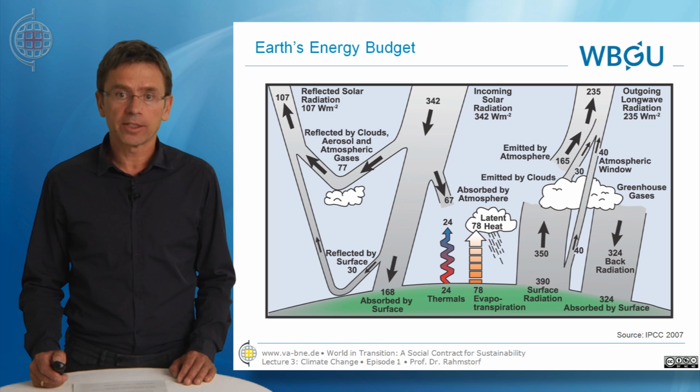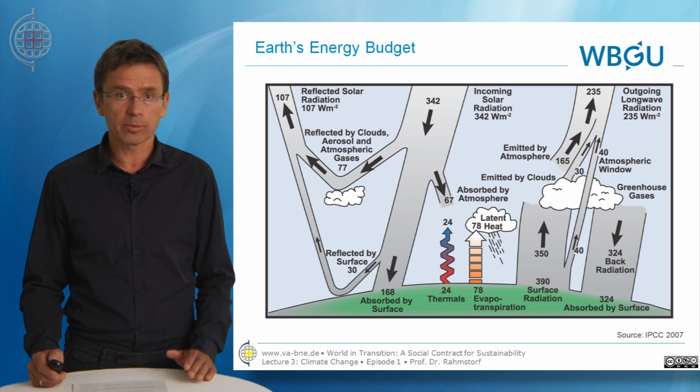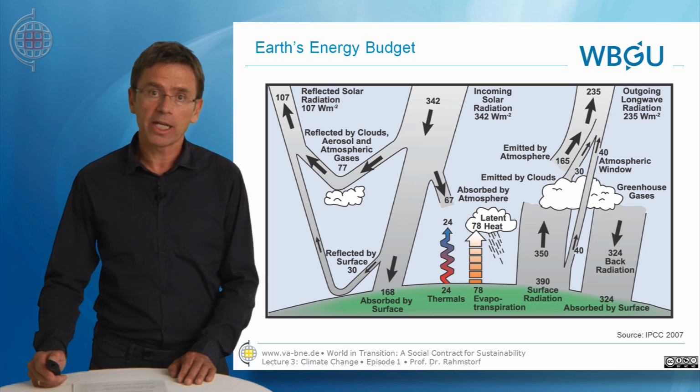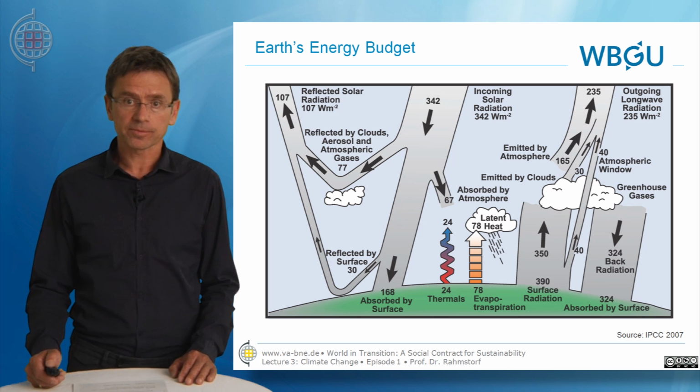You can see here also that this back radiation received from the atmosphere, radiated back down to the surface from the atmosphere, is actually larger than the solar radiation that we receive at the Earth's surface. So this is not some small thing. It's a very major component of the energy balance at the surface of our planet.